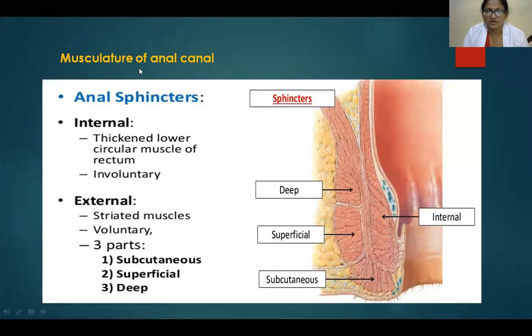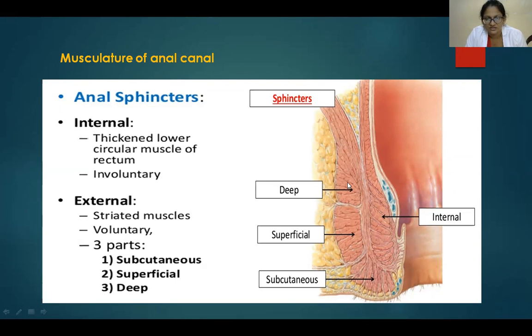Next, coming to the musculature of the anal canal. This is the internal anal sphincter, and this is the external anal sphincter. The internal anal sphincter is thickened and arranged in a circular manner. It is an involuntary muscle.